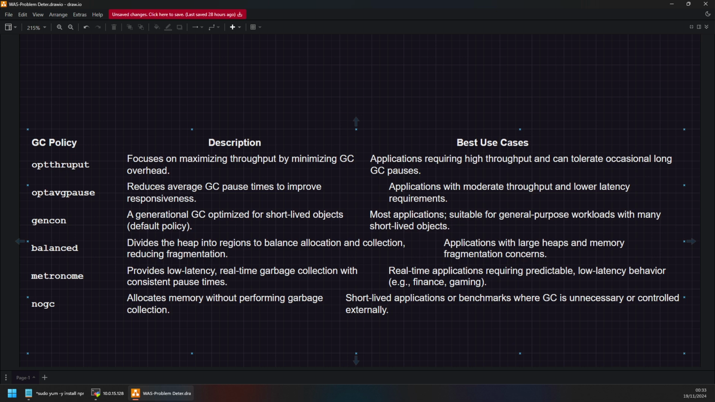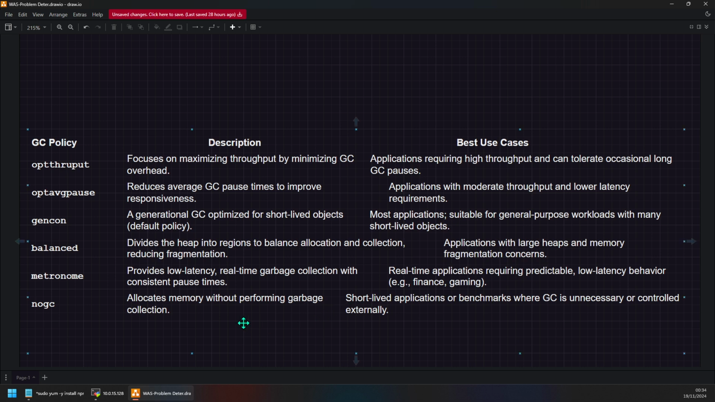The disadvantage of this is that it's slightly slower than throughput due to the focus on latency, and it is very useful for real-time applications requiring predictable low latency, such as gaming, financial systems, and control systems. So you can use this in that scenario.